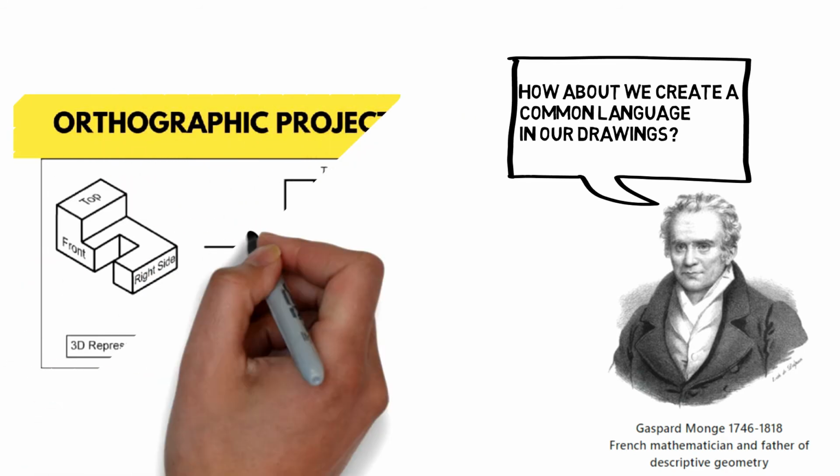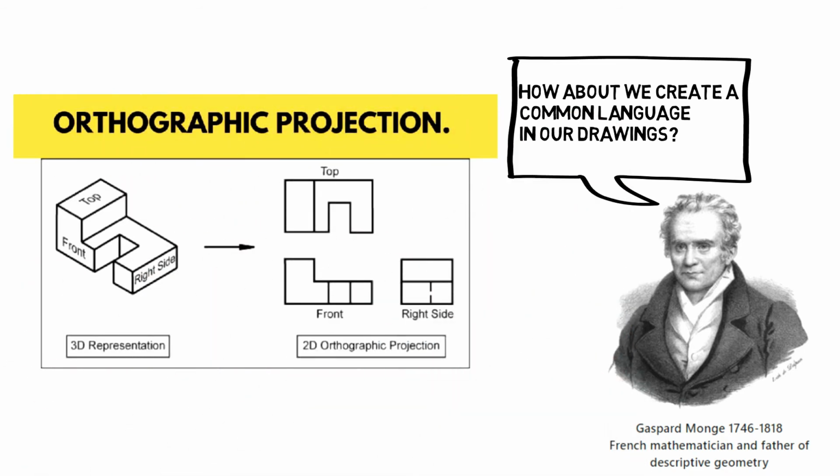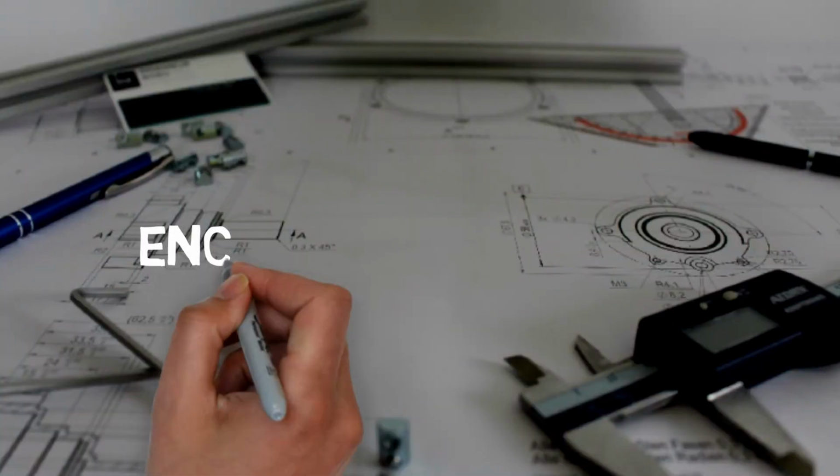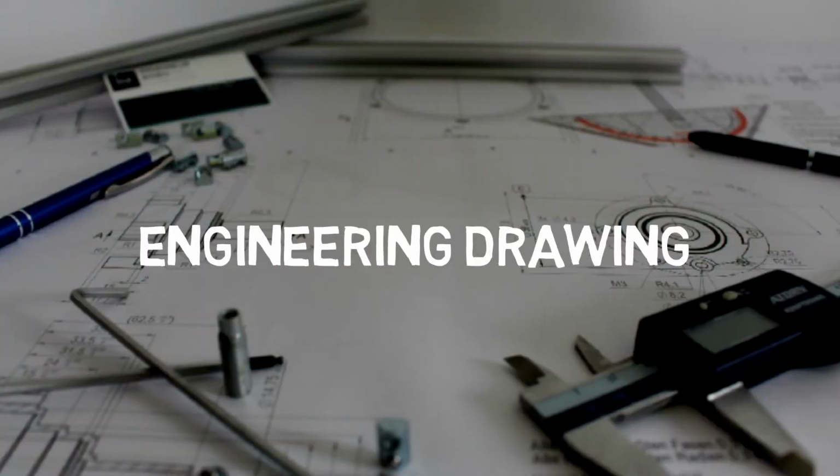This system is called orthographic projection and was quickly adopted by army engineers. Shortly, this system spread and revolutionized world industry. Such was the history of engineering drawing.